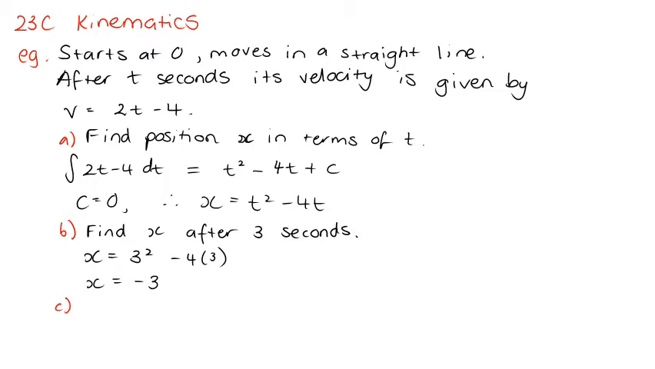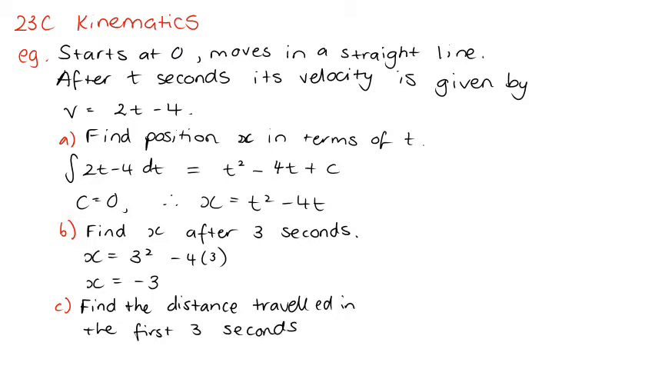Right, find the distance travelled in the first 3 seconds. Now, when I first read this, I thought, oh, that's easy. It started at 0, now it's at -3, so it's gone a total of 3. However, it moves in a straight line, but it can bounce back and forth. It can stop and go back the other way. So we need to check where it stopped and gone back and forth.